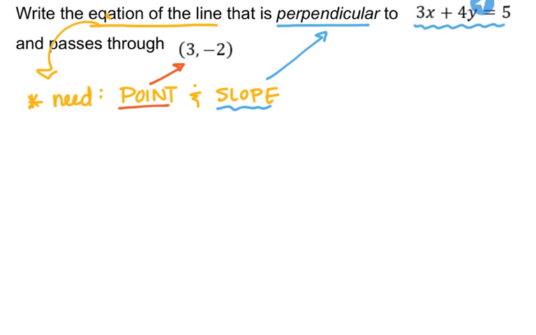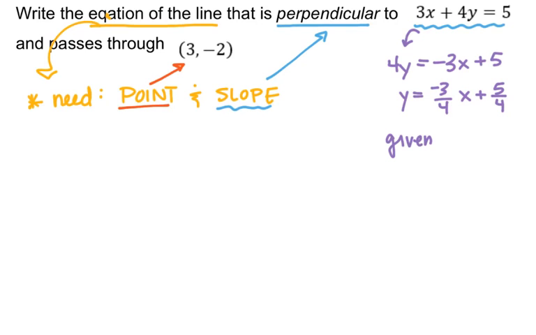In order for us to identify the slope of this given line, we need to put this into slope-intercept form. So I'm going to go ahead and move the 3x over. That gives me 4y equals -3x plus 5. I'll divide everything by 4. y equals -3/4 x plus 5/4. That means the given slope, m, is -3/4.